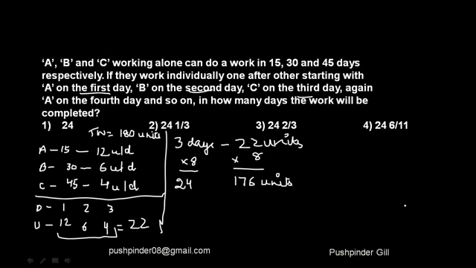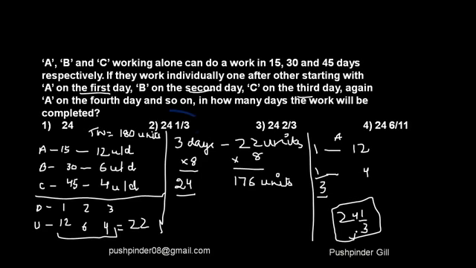So now whose turn is it? When the cycle repeats, it's A's turn. How many units do we need? We need 4 units. A is able to finish 12 units in a single day. If he's able to finish 12 units in a single day, for 4 units he's just going to take 1/3 of the day if you apply the unitary method. So 24 days here, 1/3 day here. That means this is the total number of days taken to finish the job.